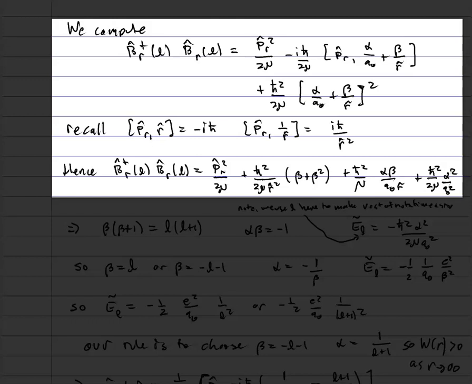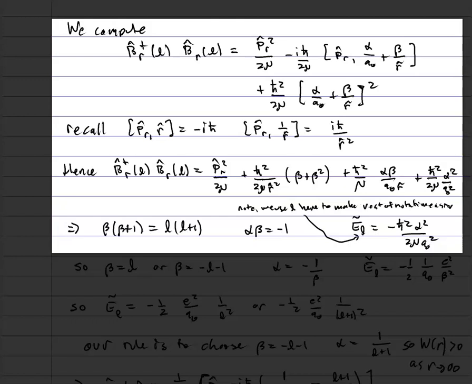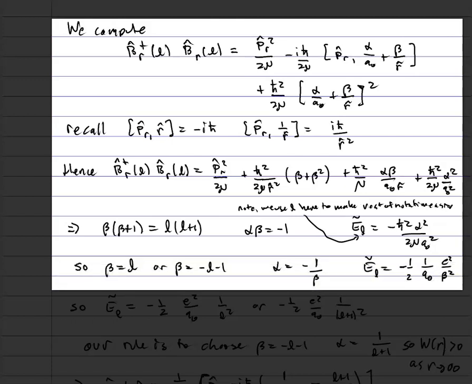Now, we need to have the coefficient of the 1 over R squared term to be h bar squared L times L plus 1 over 2 mu. That tells me beta times beta plus 1 is equal to L times L plus 1. Now, your first notion might be, oh, well, that tells me beta is equal to L. But there actually are 2 roots to this. One of them is beta equals L. But if you think carefully about it, you'll see the second root is beta equals minus L minus 1.